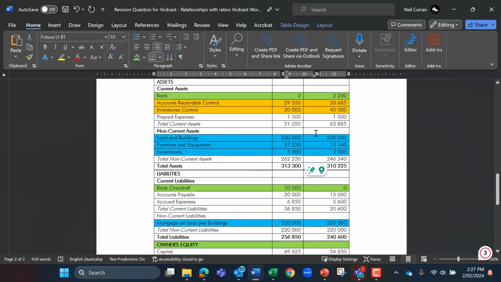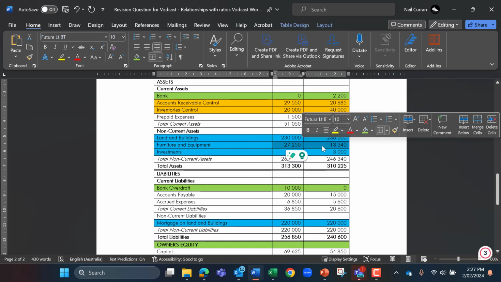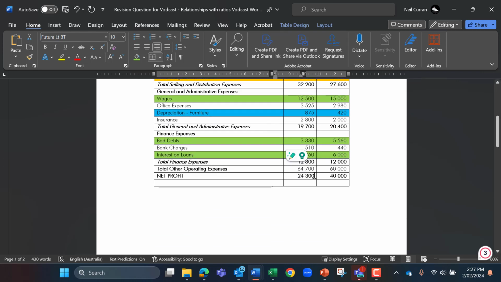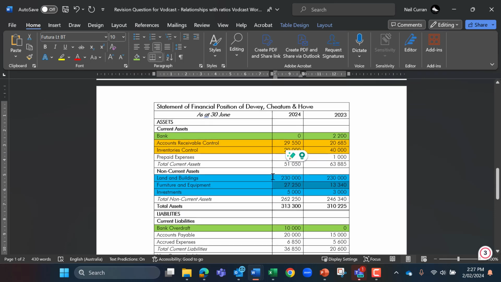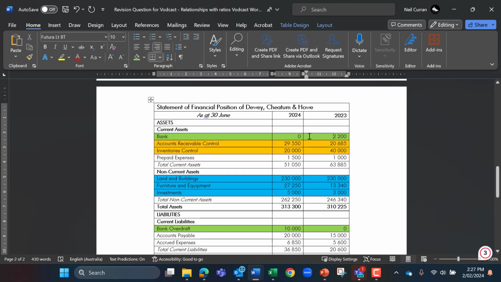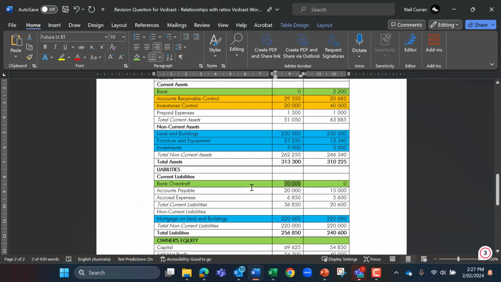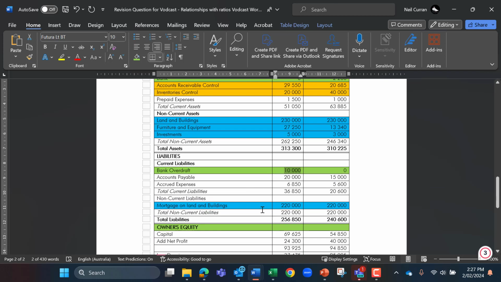And you can see here that our furniture has gone up from 13,000 to 27,250. And you have to wonder and ask, how can the business afford this increase, and where have we got that money from? Considering our net profit has gone down from 40 to 24,300, you can see here that we've used all of our bank account and are now in a bad position where we actually owe the bank money. Other accounts that you might want to look at to determine where the increase in the purchase of the assets are from, you would be looking at your mortgages and also your loans.